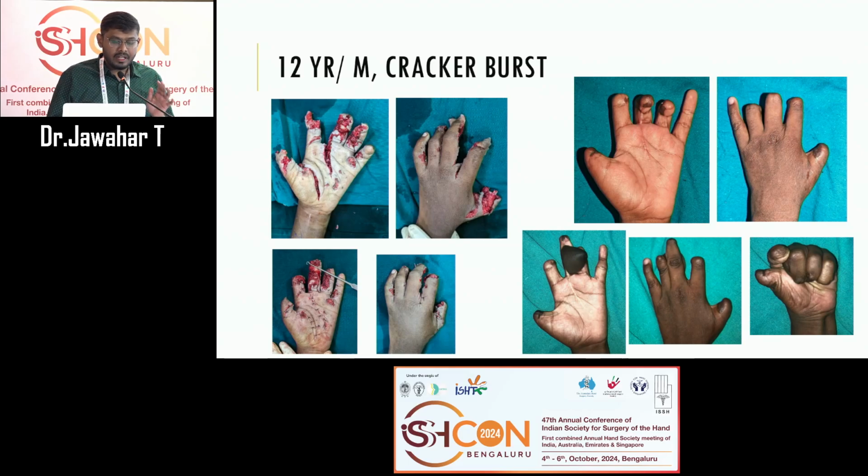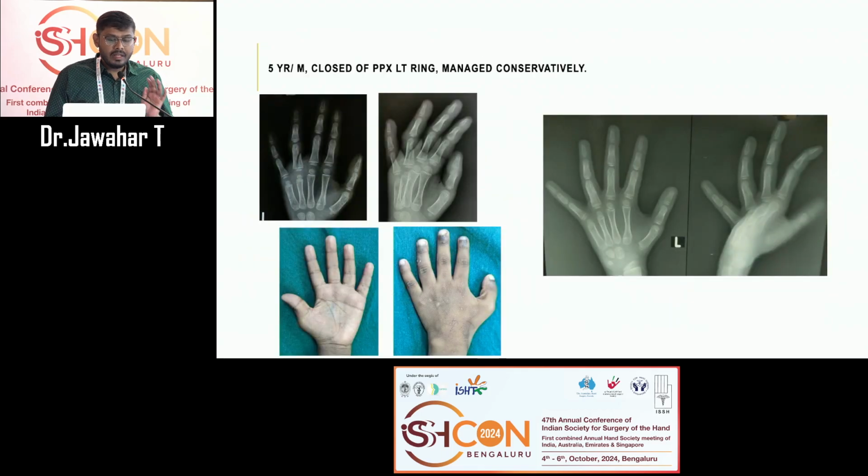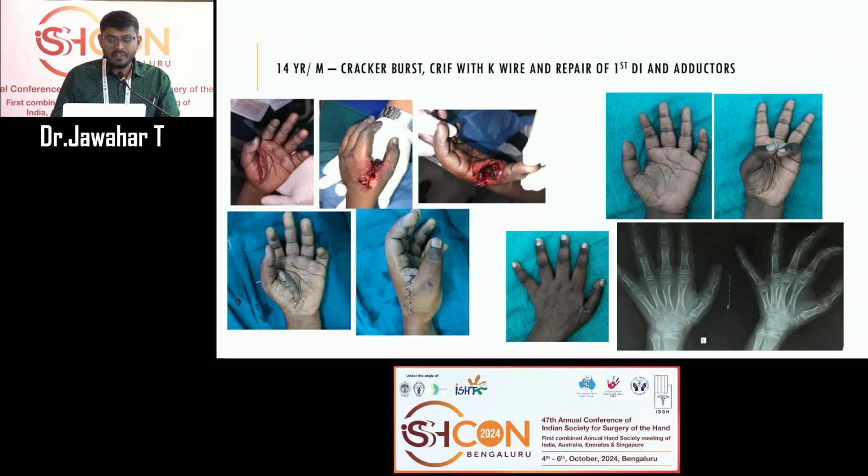This is a patient who was managed for a cracker burst injury and required multiple procedures for deformity correction and flap cover, yet the patient is waiting for syndactyly release for the fingers. Here also the patient has undergone contracture release and skin grafting. The patient who underwent flap cover had to undergo multiple procedures like division, delay, flap thinning, and reconstructive options. Patients who were managed conservatively showed very good healing with molding.